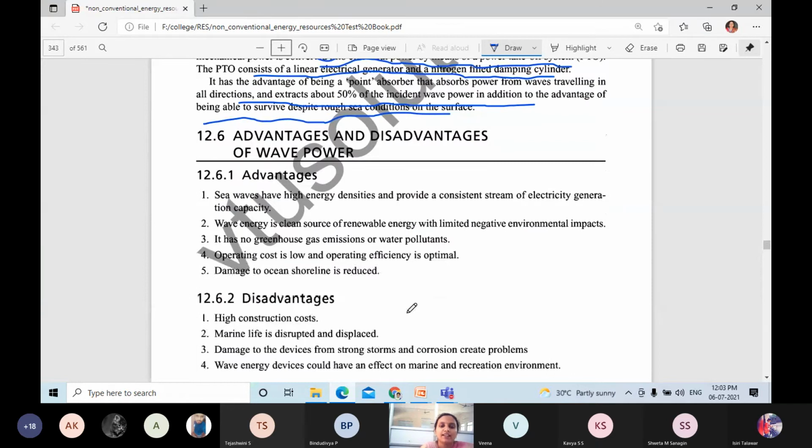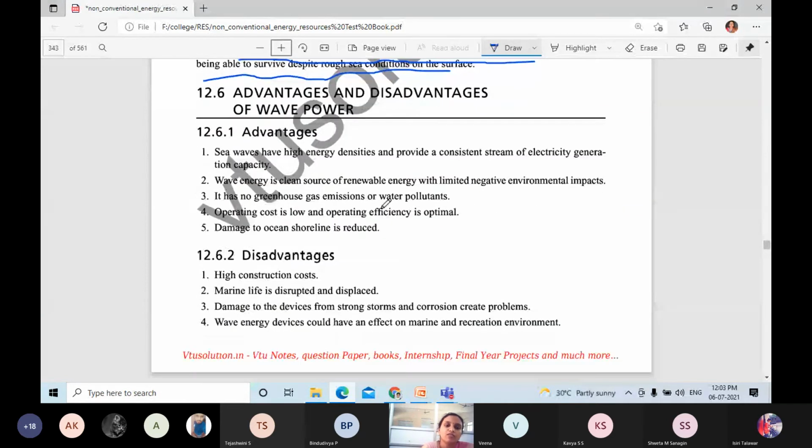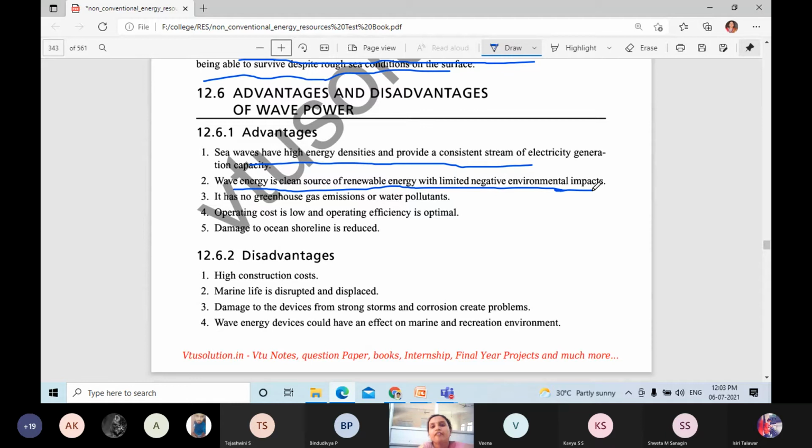Next, what are the advantages and disadvantages of wave power? Advantages: sea waves have a high energy density and it will provide a consistent stream of electricity generation capacity. Wave energy is a clean source of renewable energy with limited negative environmental effects.